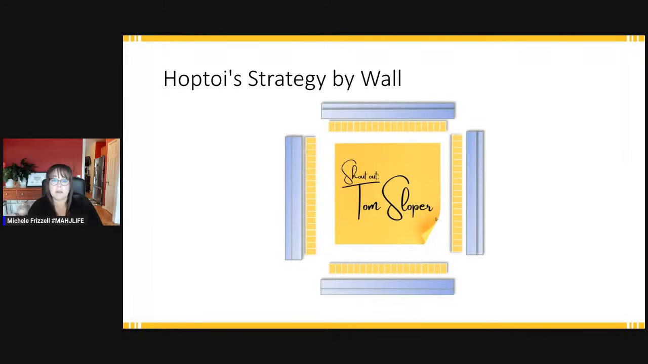Everything that we're going to share is framed by Hoptoy's strategy by wall. The initial strategy by wall was introduced by Tom Sloper. So I want to give him a shout out and thank him. Thanks, Tom, for strategy by wall, because that is really the first strategy that I adopted when I first learned how to play American Mahjong. And I have taken that concept and added my own tactics. And that's why I titled this Hoptoy's Strategy by Wall, because I beefed it up.